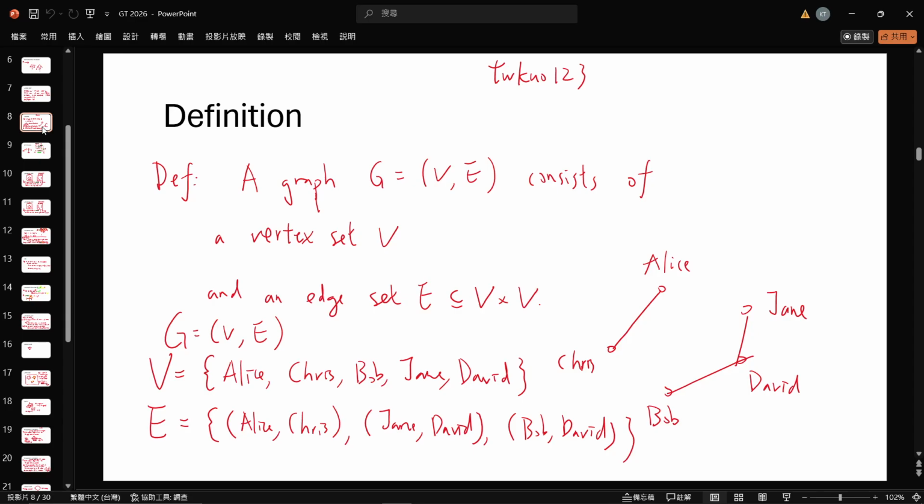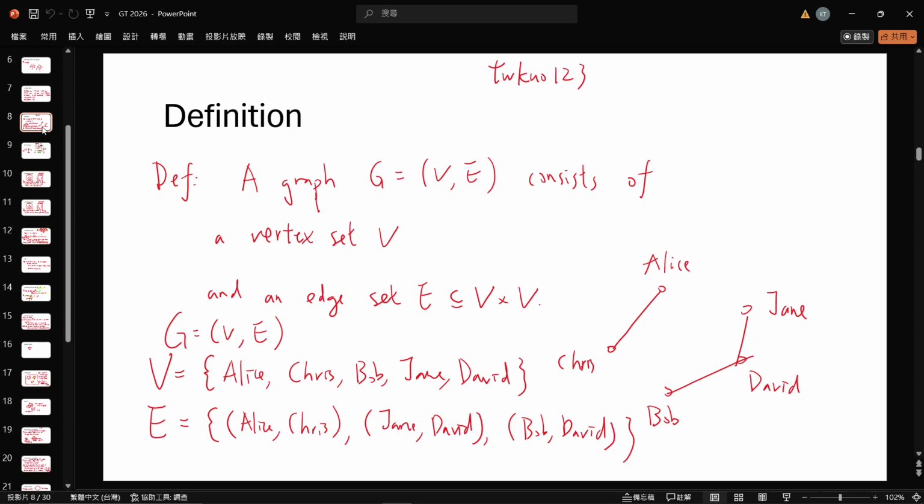All right, so let's start by reviewing what we've learned last week. So we've introduced a few important definitions, starting with the one with the graph. Recall that a graph consists of two sets. First, you have to have the vertex set.